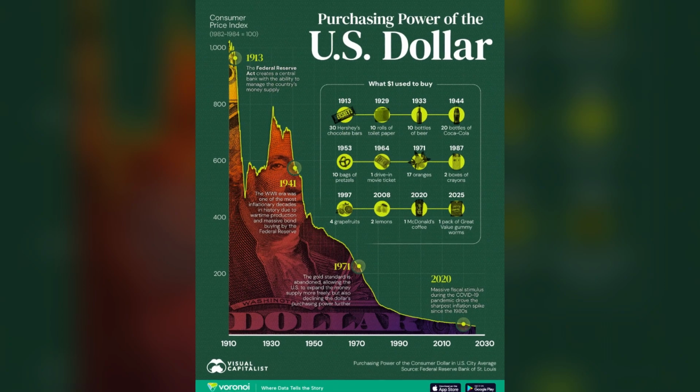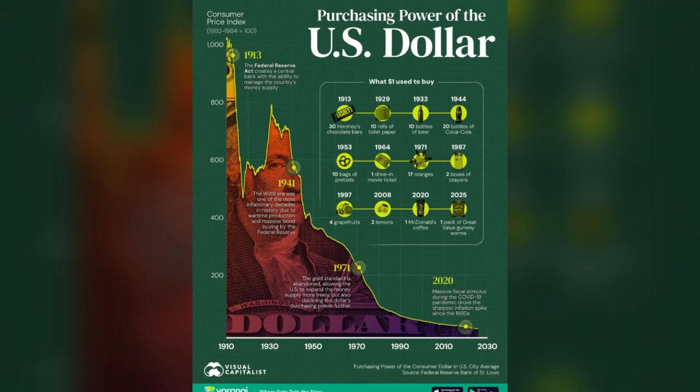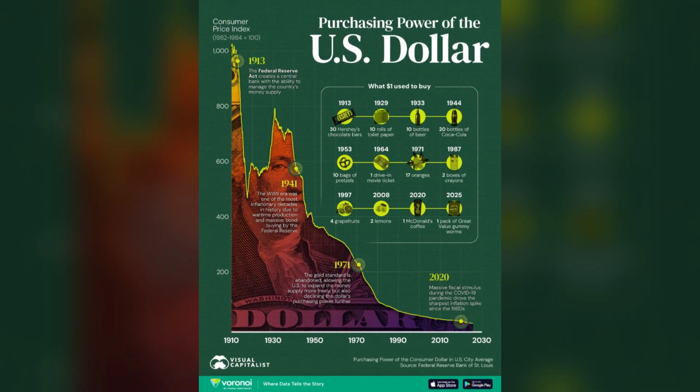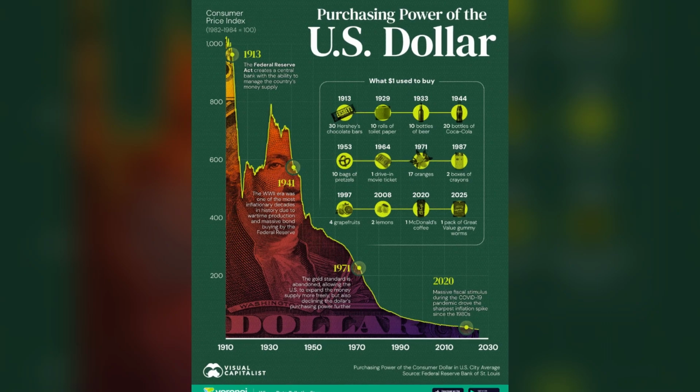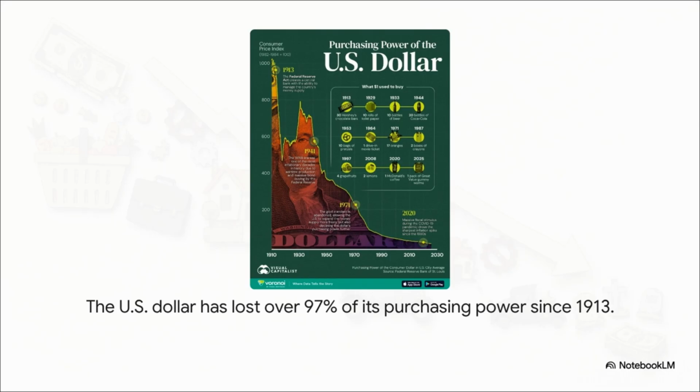This chart pretty much tells the whole story. It's just this staggering, long-term drop in what's called purchasing power. We're talking about the US dollar losing over 97% of its value since 1913. That's insane. So let's dig in and figure out how and why this happened.